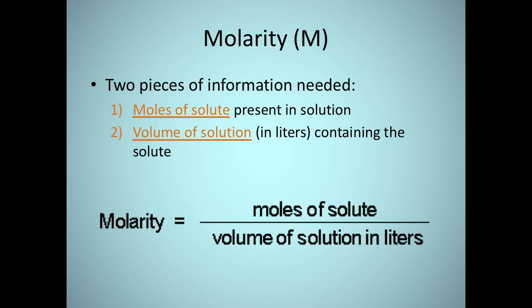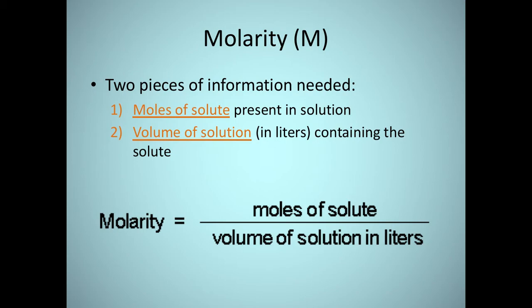Molarity is given by the symbol capital M. It's a way to represent the concentration of a solution. There are two pieces of information that you need: the moles of the solute present in the solution, and the volume of the solution containing the solute, which has to be in liters. So you have to know the moles, and the volume has to be in liters. A simple equation to calculate the molarity is to take the moles of the solute divided by the volume of the solution in liters.